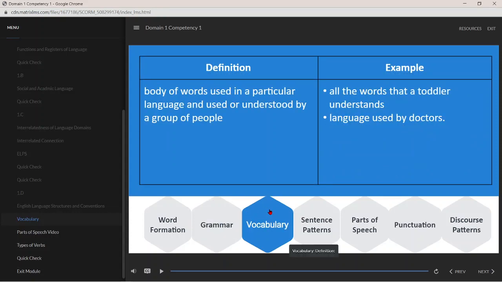Vocabulary. Definition: body of words used in a particular language and used or understood by a group of people. Example, all the words that a toddler understands. Language used by doctors.